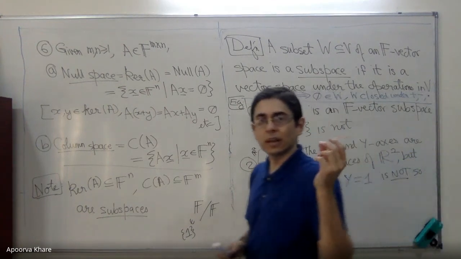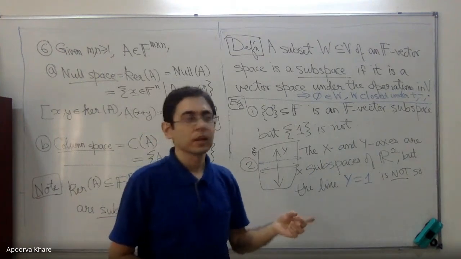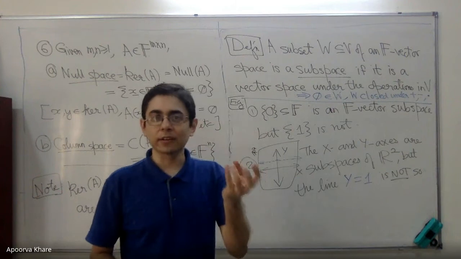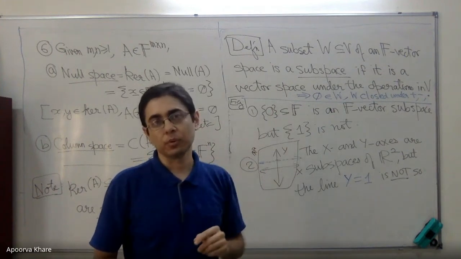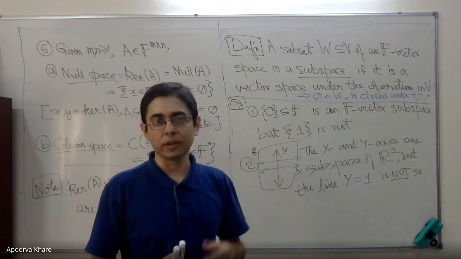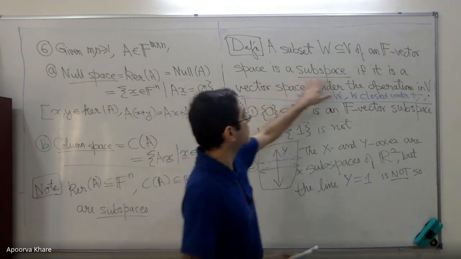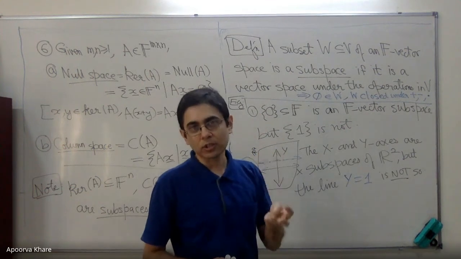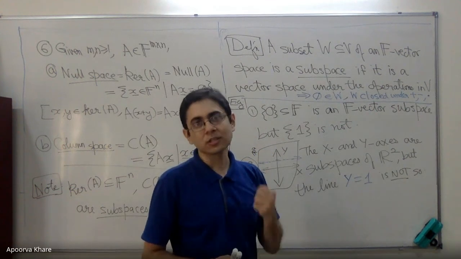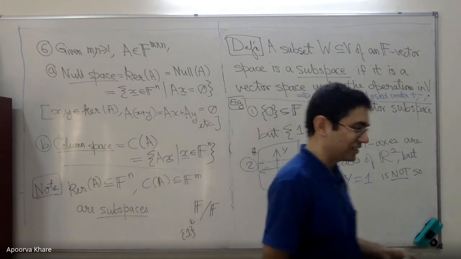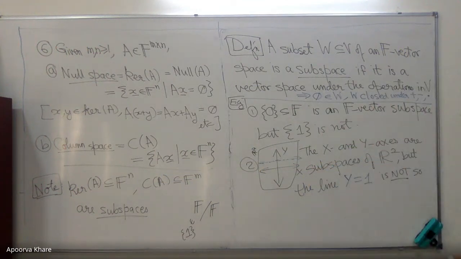Meaning, if you take two vectors in W, then their sum is in W. If you take any vector in W, its negative must be in W. And if you take a vector in W and a scalar, then the scalar multiple must also be in W. So when I say it's a vector space under those operations, it means that it must contain the origin, and be closed under addition, scalar multiplication, and negatives. Okay, fine. So that's the definition of a subspace.